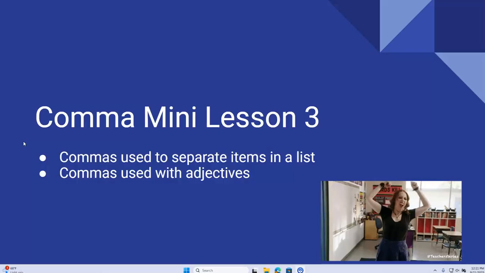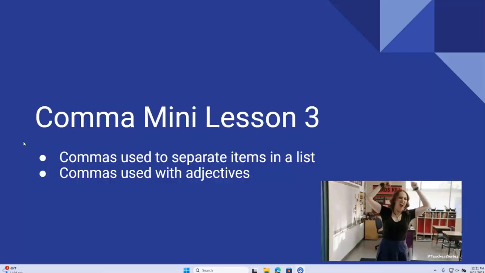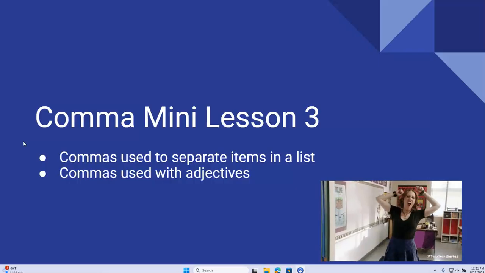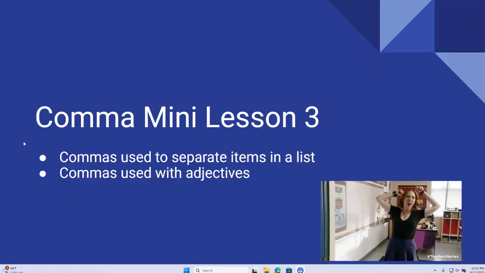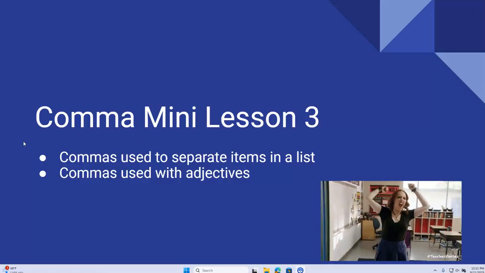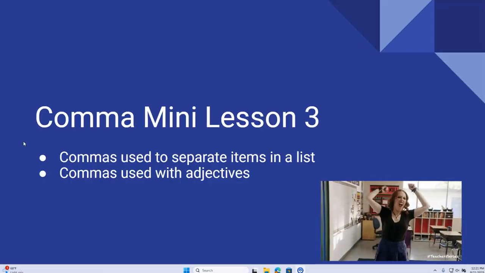As you can see here on the screen, we are going to be continuing to talk about commas today. It's Monday, which means it is one of our days that we start with a mini grammar lesson, and so that's what we're going to be doing. And again, we're going to be talking about commas. We've spent a couple weeks already talking about commas.